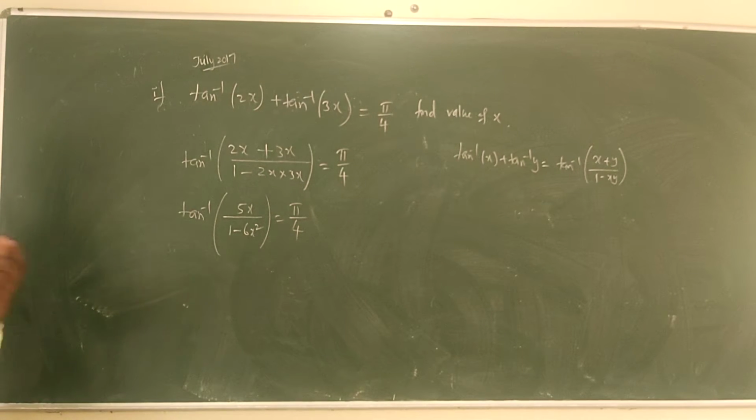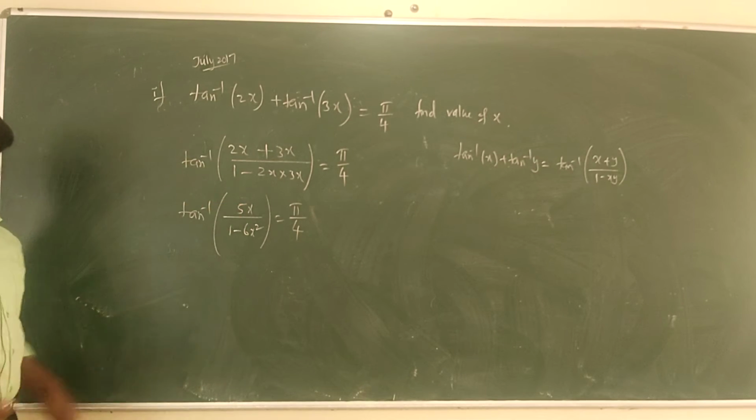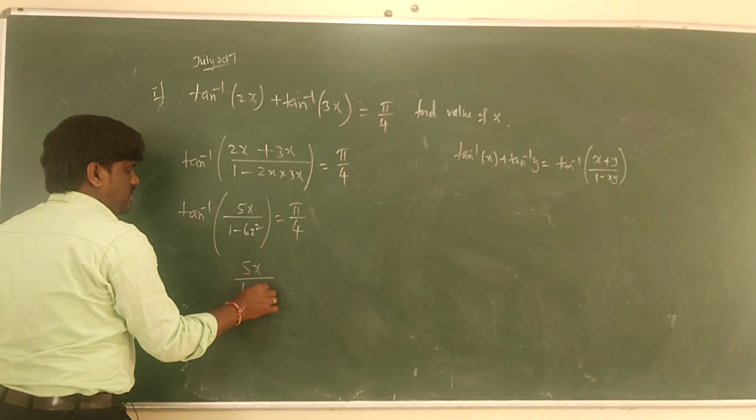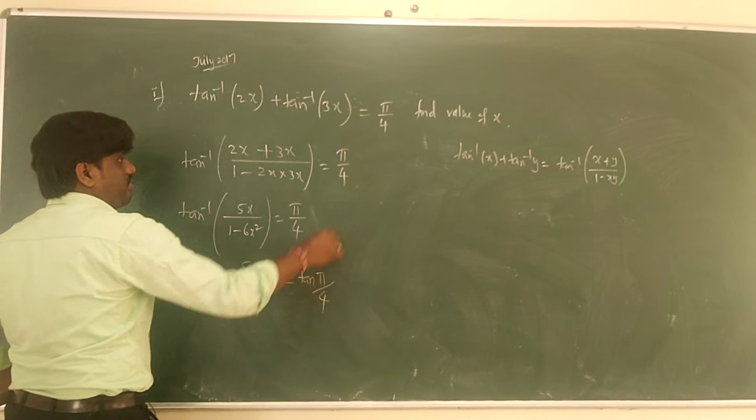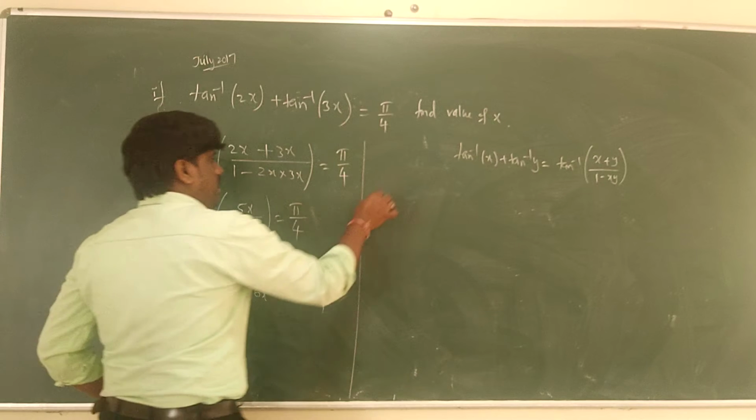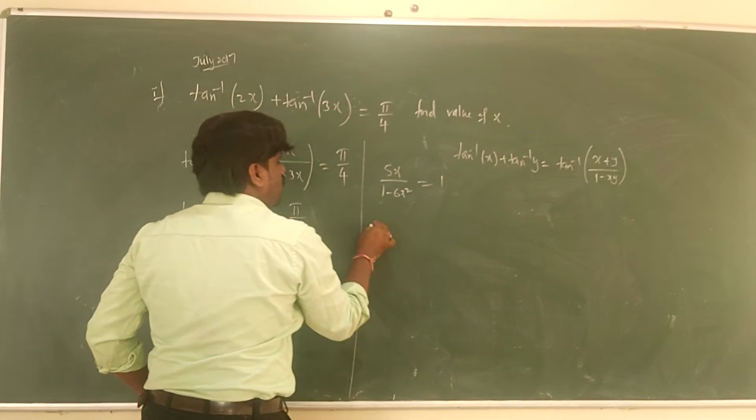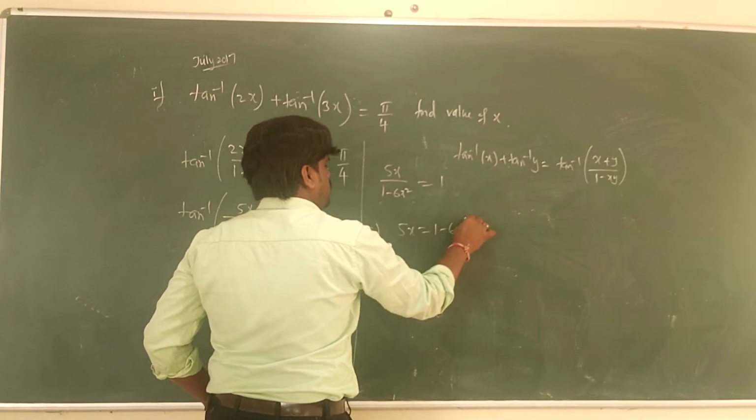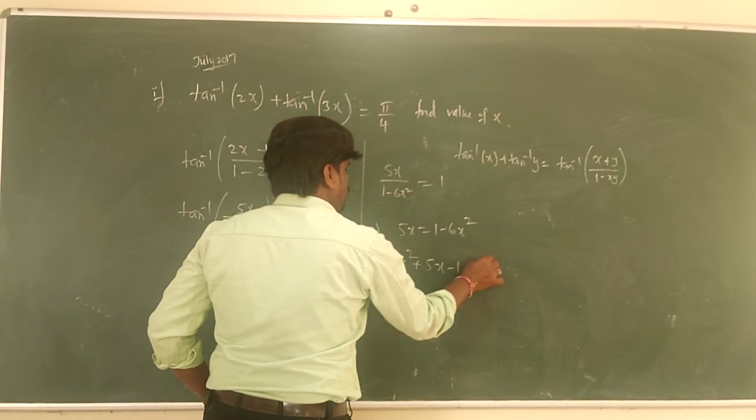Now tan inverse of something is pi by 4, so I can send tan inverse to the other side. I get 5x by 1 minus 6x square is equal to tan pi by 4. What is the value of tan pi by 4? It is 1. So 5x over 1 minus 6x square is equal to 1. Do the cross multiplication: 5x is equal to 1 minus 6x square. Send this side: 6x square plus 5x minus 1 is equal to 0.